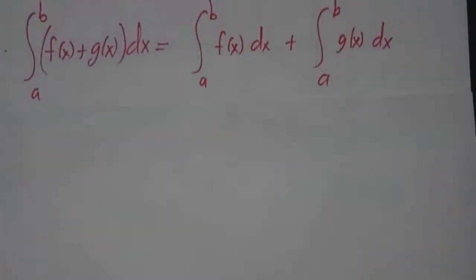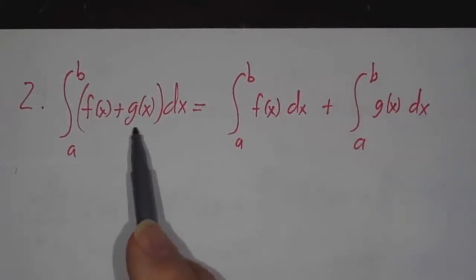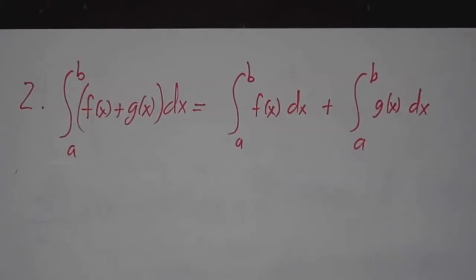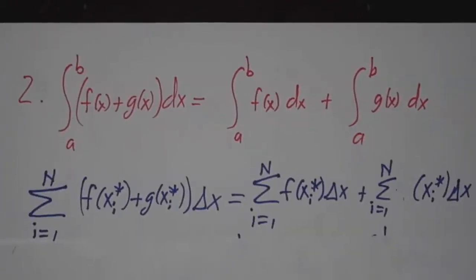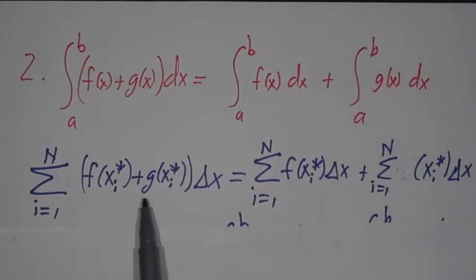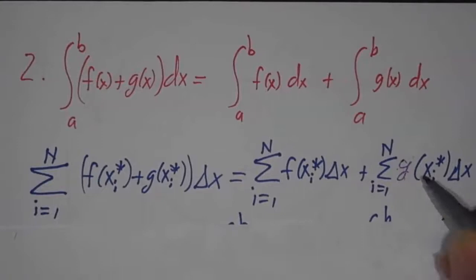The second property is that what you get by integrating the sum of two functions is what you get by integrating one of those functions plus what you get by integrating the other one. And this again, we go to our sums. If we do the Riemann sum for f plus g, you have to plug in f plus g at the point xi star. So that's f of xi star plus g of xi star times delta x and add them all up. And of course, you can just split that up as f of xi star delta x plus g of xi star delta x.